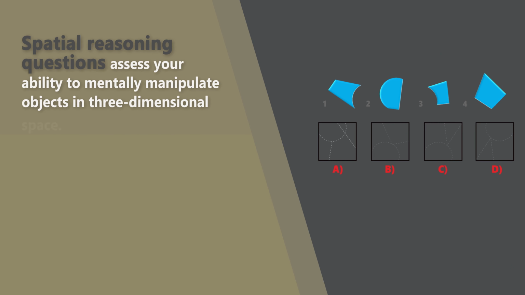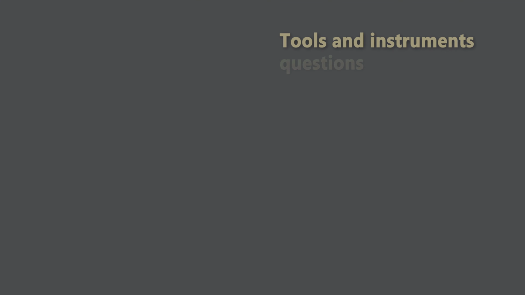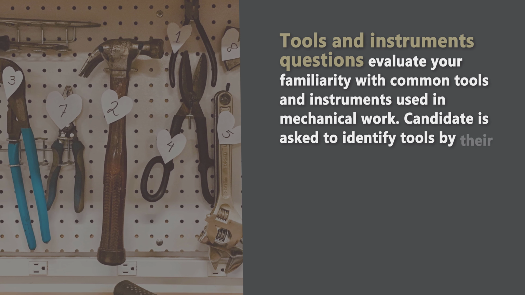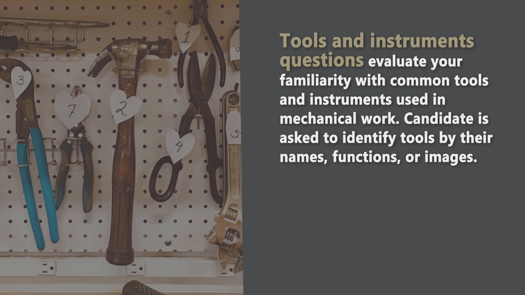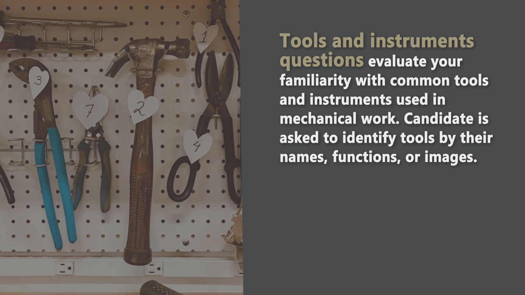Spatial reasoning questions assess your ability to mentally manipulate objects in three-dimensional space. The candidate is asked to visualize how parts fit together, identify patterns, or rotate the objects in their mind. Tools and instrument questions evaluate your familiarity with common tools and instruments used in mechanical work. The candidate is asked to identify tools by names, functions, or images.